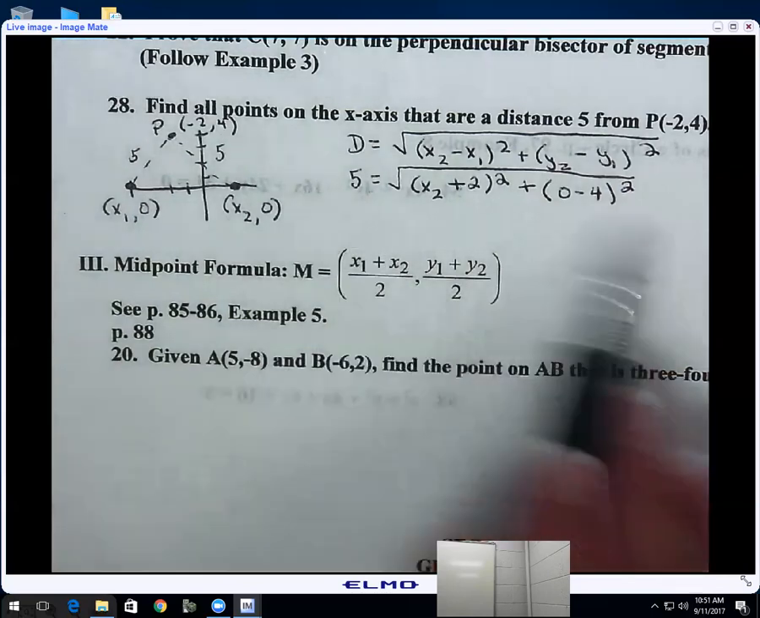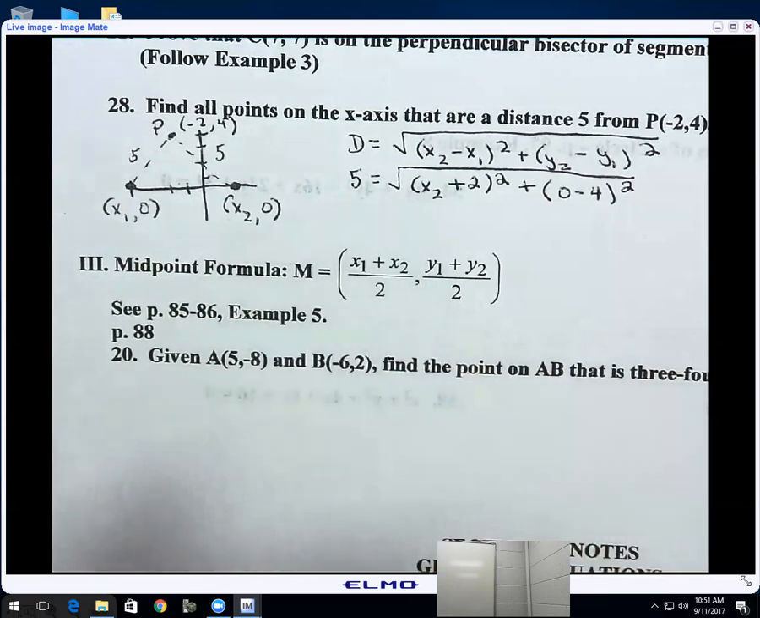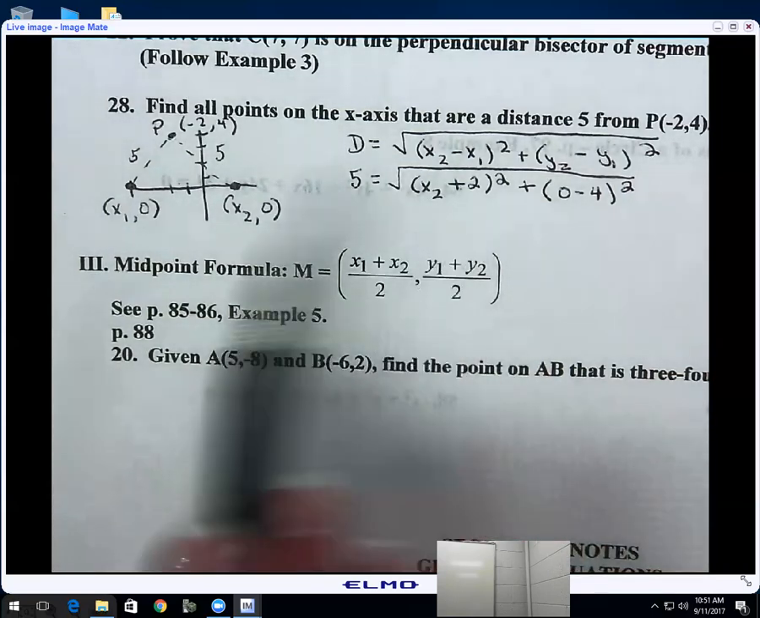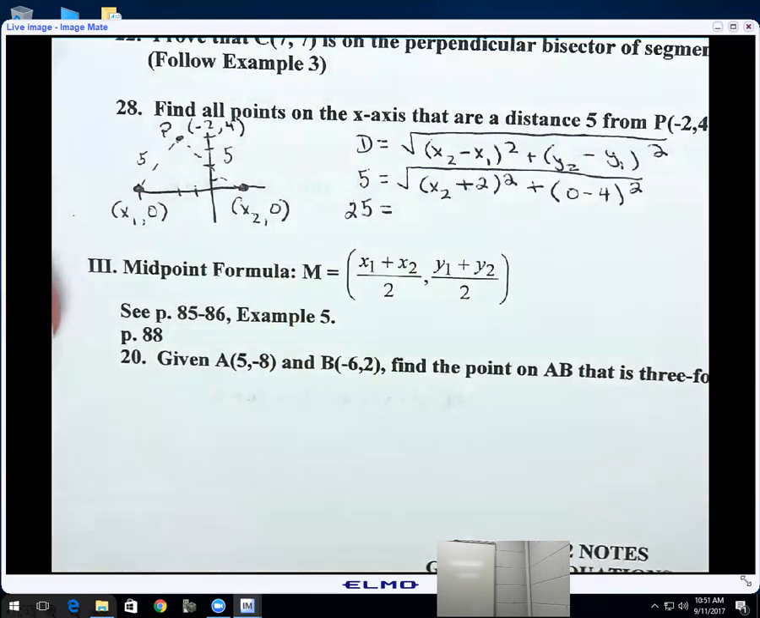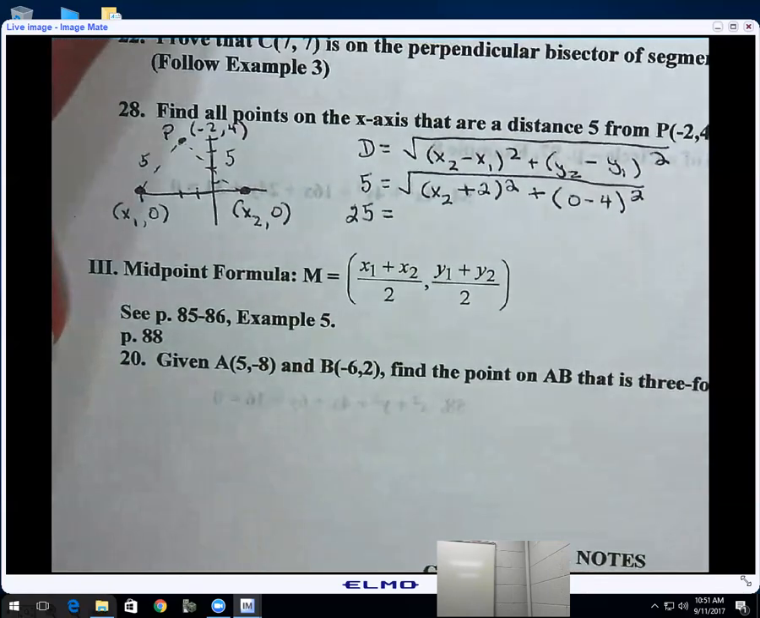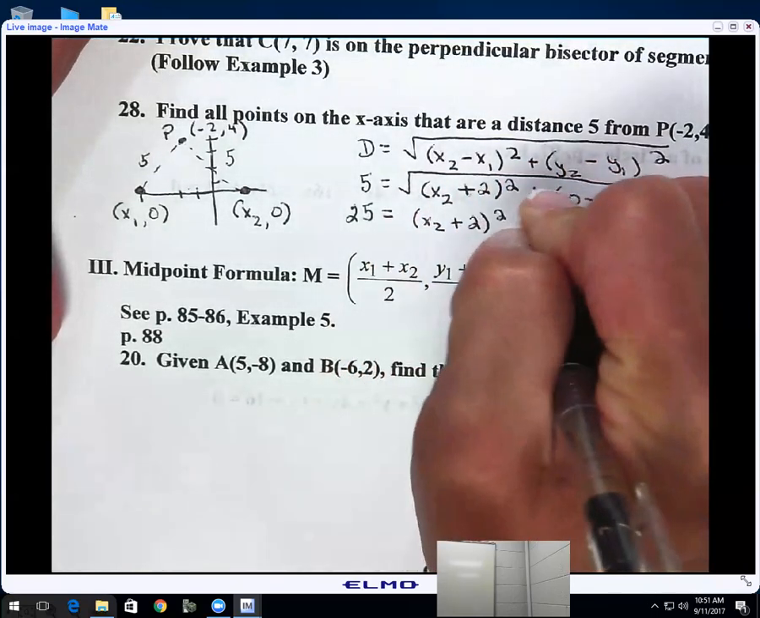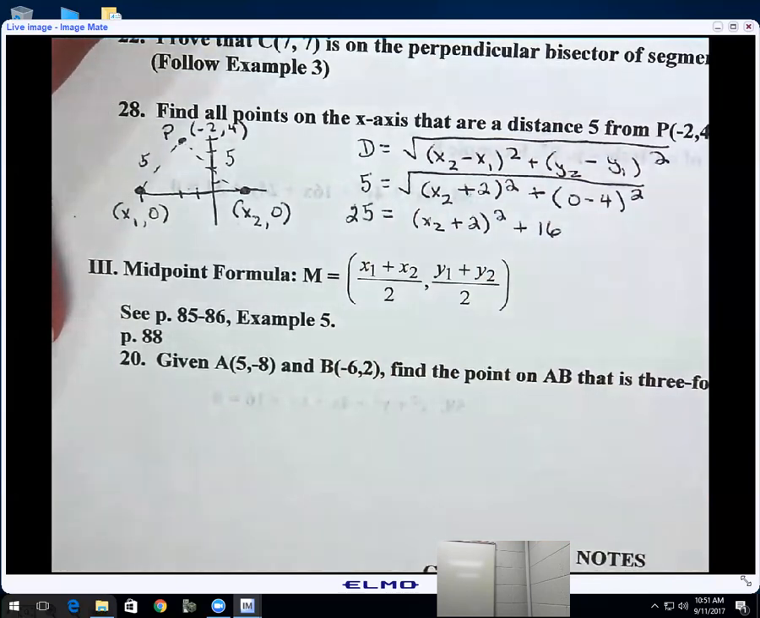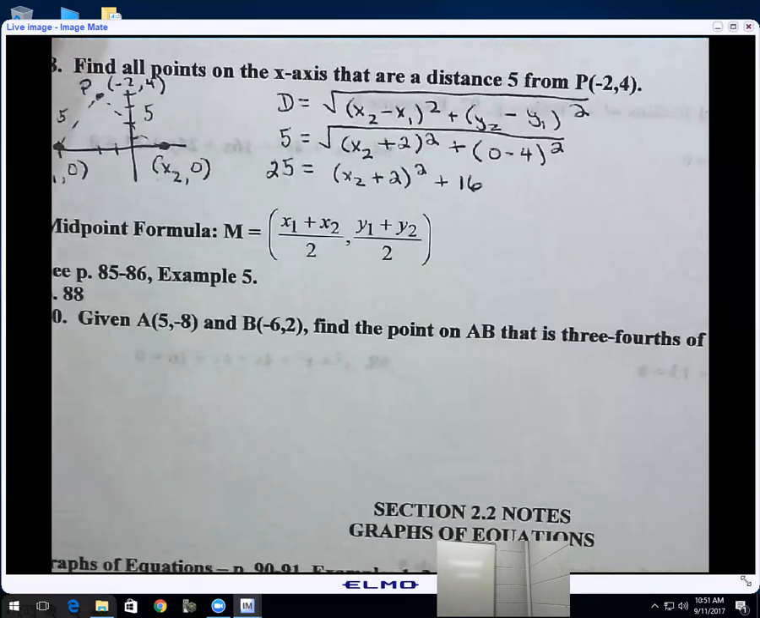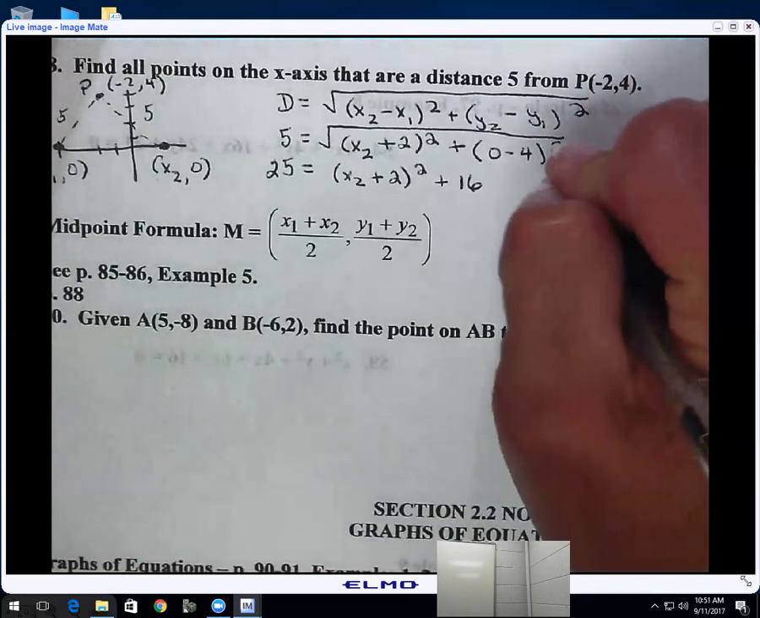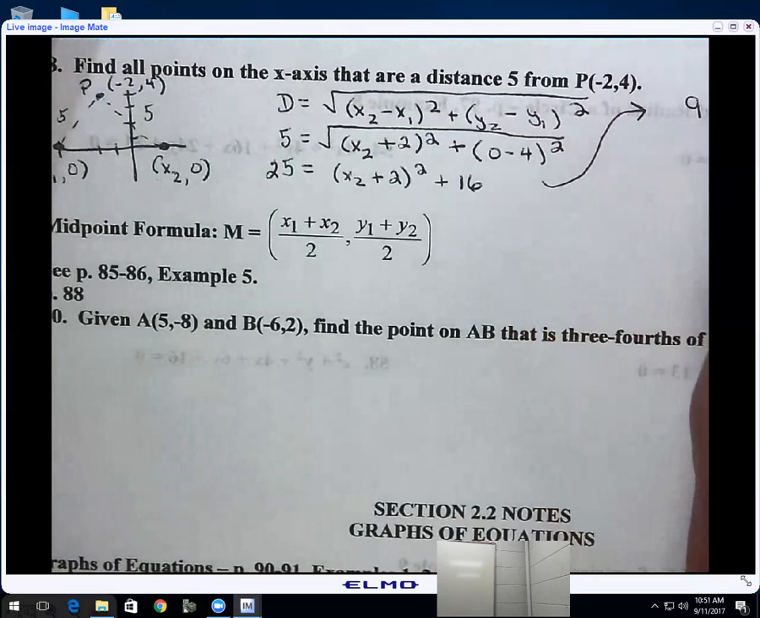So I'm solving an equation that only has one variable in it. I can solve that for x2. First thing I do is square both sides to get rid of the radical. Left-hand side's 25, right-hand side's x2 plus 2 squared, and just plus 16. And then what? That would give me 9 equals x2 plus 2 squared.